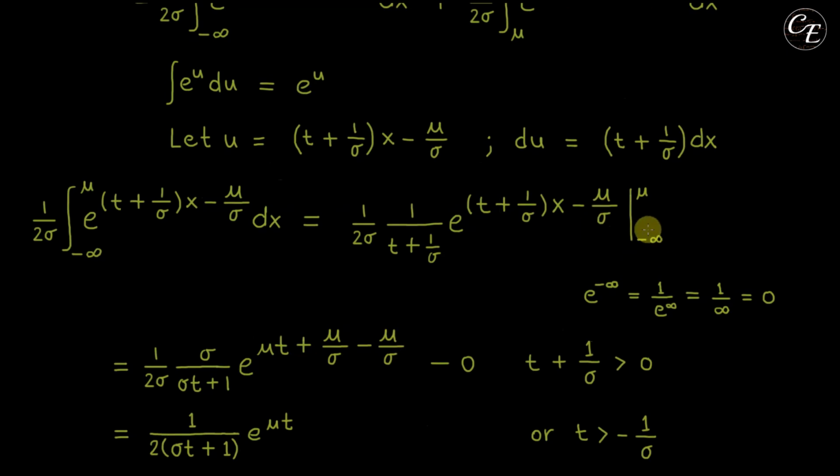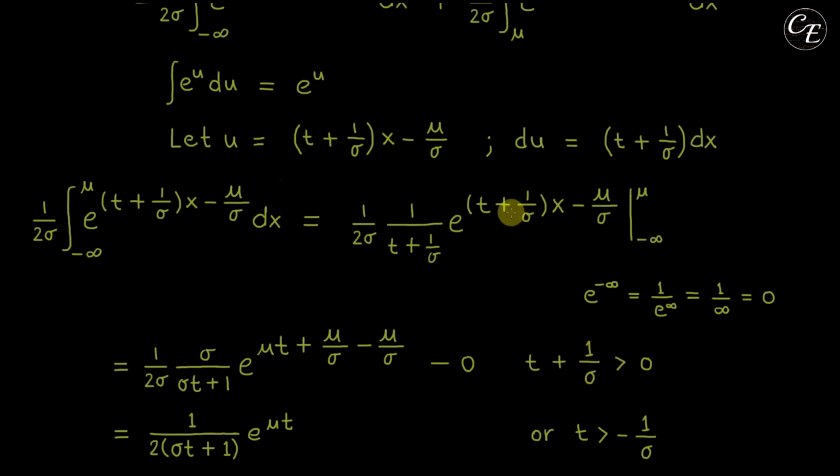Now if we substitute negative infinity for x in here, if this t plus 1 over sigma is greater than 0, then we will have negative infinity. And negative infinity minus a constant is still negative infinity, so we will have e raised to negative infinity. E raised to negative infinity is equal to 1 over e raised to infinity, which is 1 over infinity, since e raised to infinity is still infinity. Then 1 over infinity is equal to 0. So we have 0 if we take t plus 1 over sigma to be greater than 0.